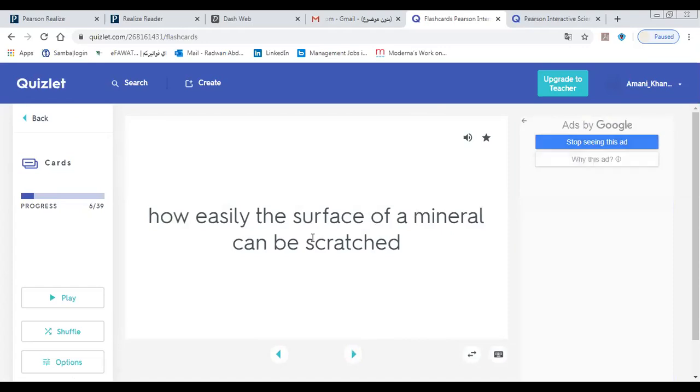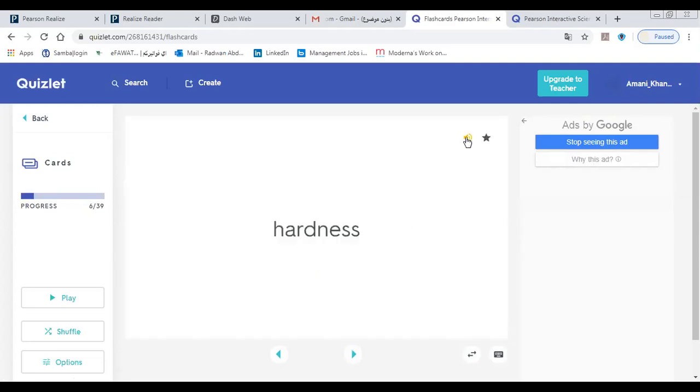Who can tell me how easily the surface of a mineral can be scratched? What is this word? Yes, hardness. Excellent. Hardness.